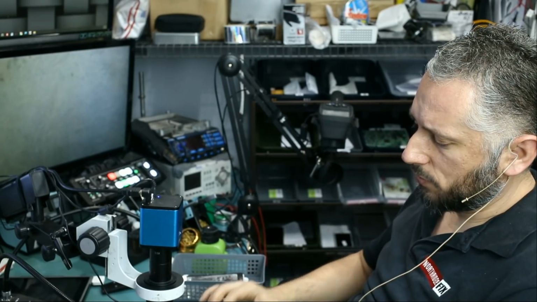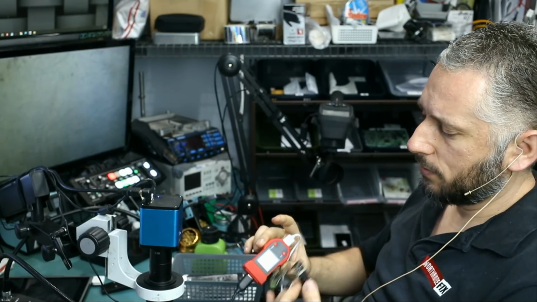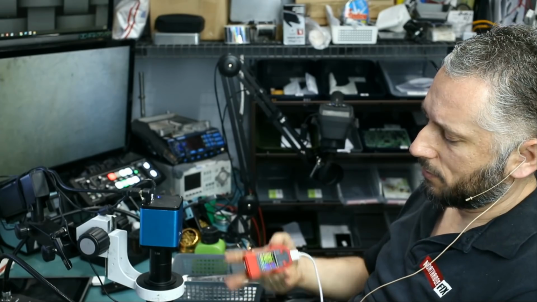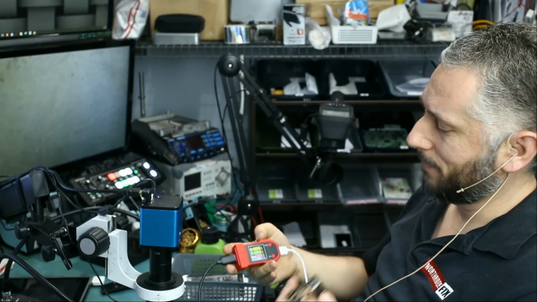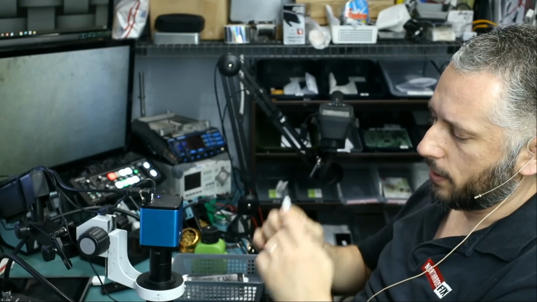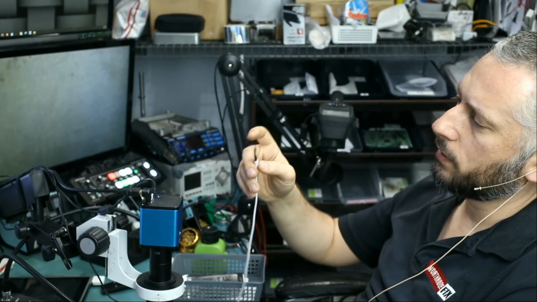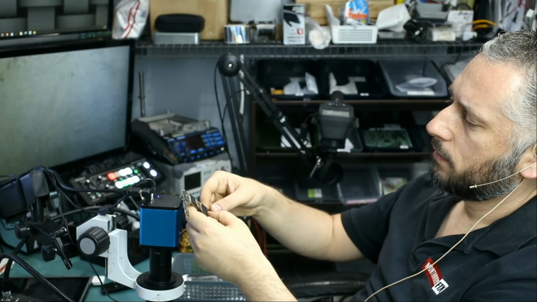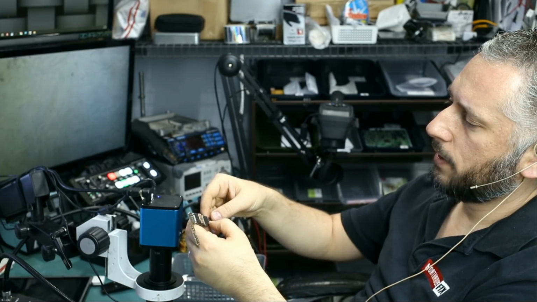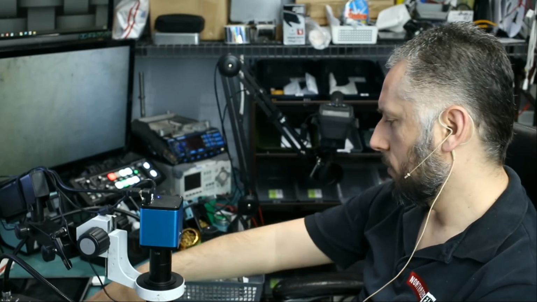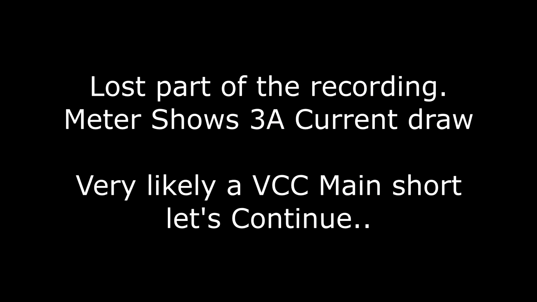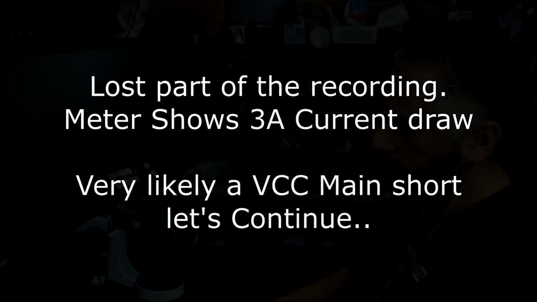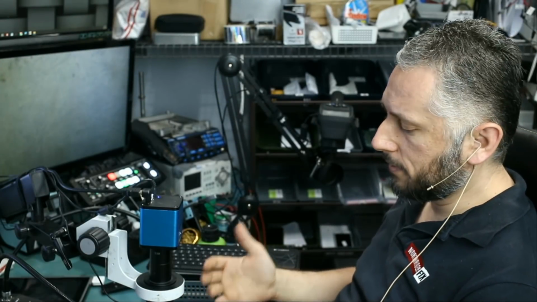The first thing I want to do is use this amazing meter. I used it in yesterday's video, and I love it. The screen is big, colorful, and I love it. It's nice. So I have the iPhone 6 connector here, and this one will connect to the battery and charging port connection on the motherboard. This connector to the battery and charging port. Three amp short is most likely a VCC main short.